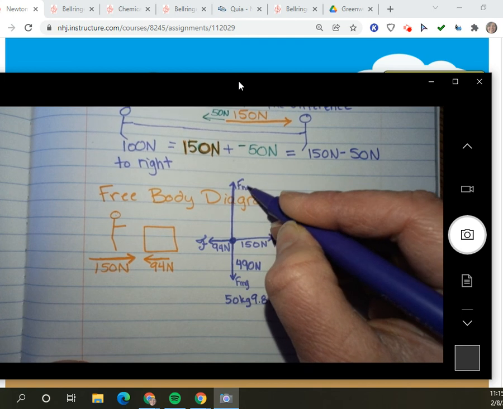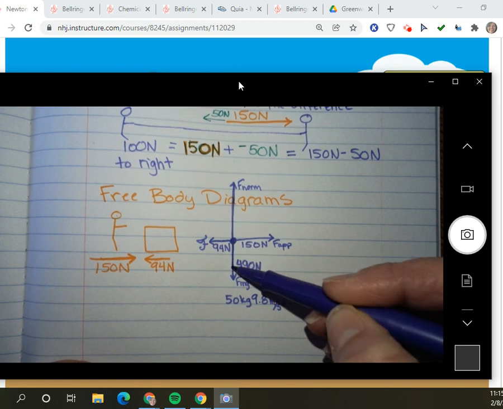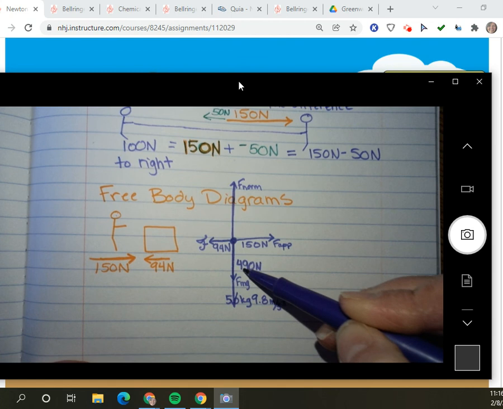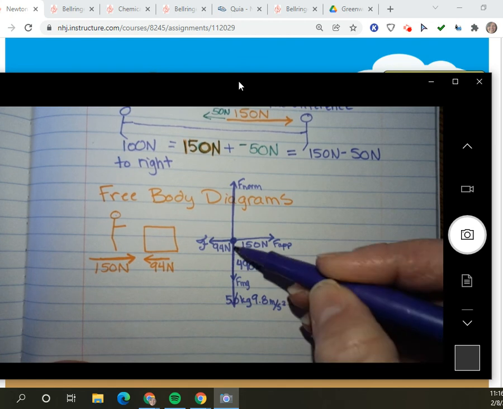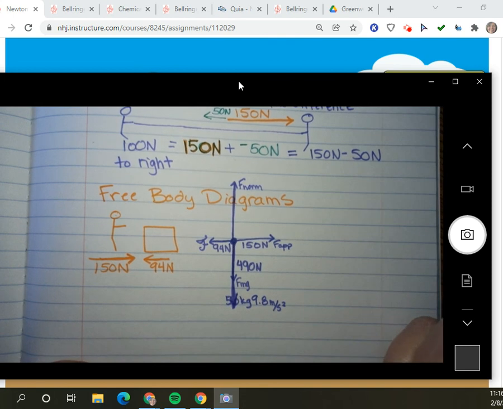The normal force. Remember that? Because we're touching the ground. But notice this arrow. This arrow should be much bigger because 490 is a lot bigger than 150. So we want to make sure that our arrows, our vectors, are in the right ratio.